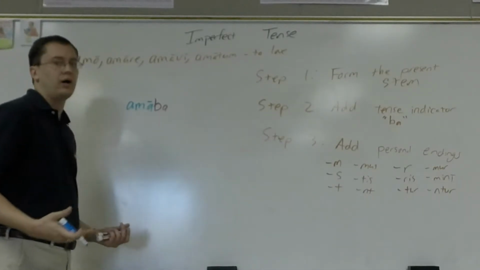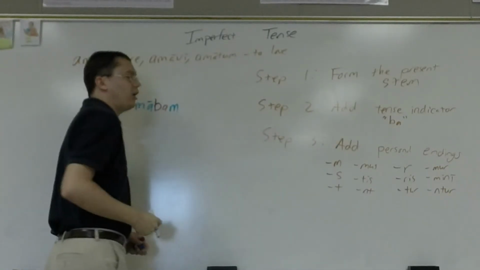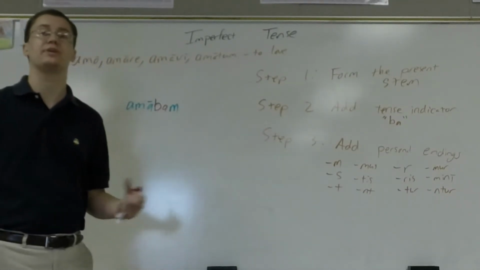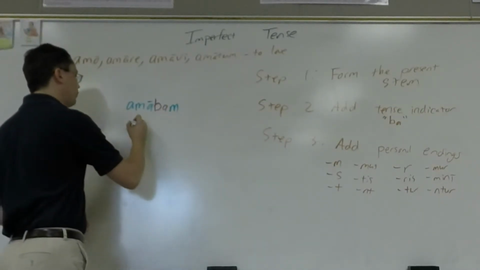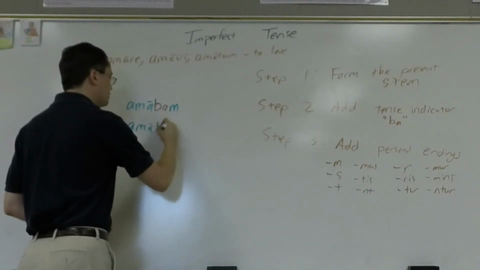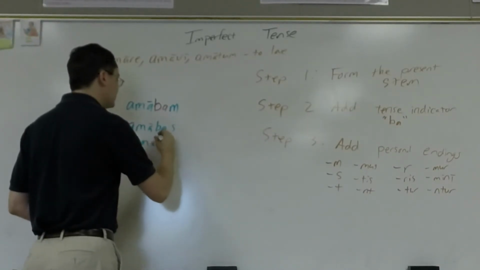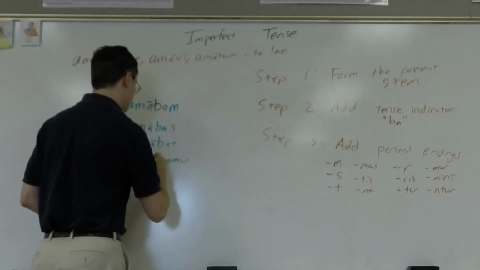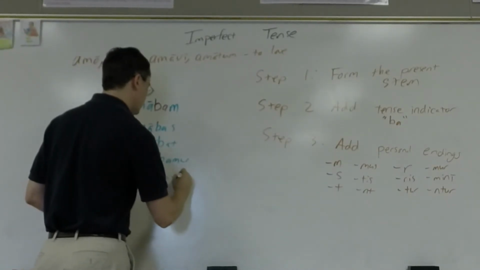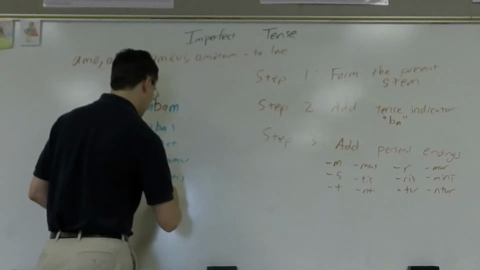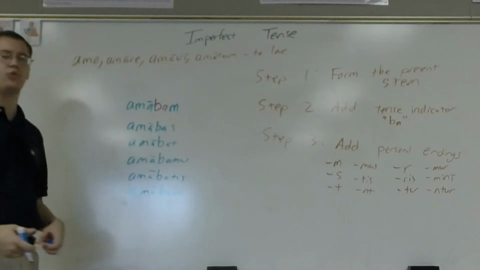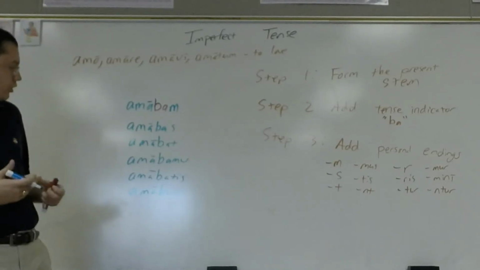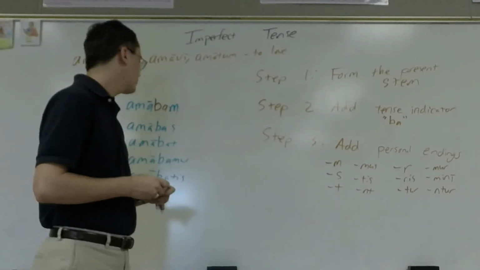So for amaba, we can add an M and it becomes amabam. I was loving, I used to love, I kept on loving, or just simply I loved. And we can do that with any of the forms. You can simply go through, and if you wanted to, you can fully conjugate this. Amabas, amabat, amabamus, amabatis, and amabant. And when you go through that, it gives you all the forms. I was loving, you were loving, he, she, or it was loving, we were loving, you were loving, and they were loving. And you just simply go through it like that.